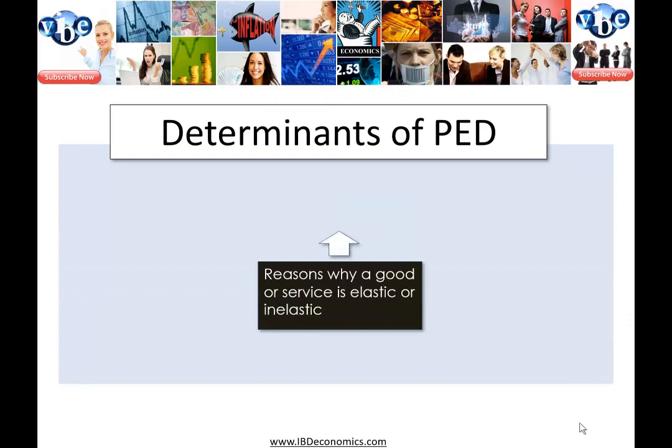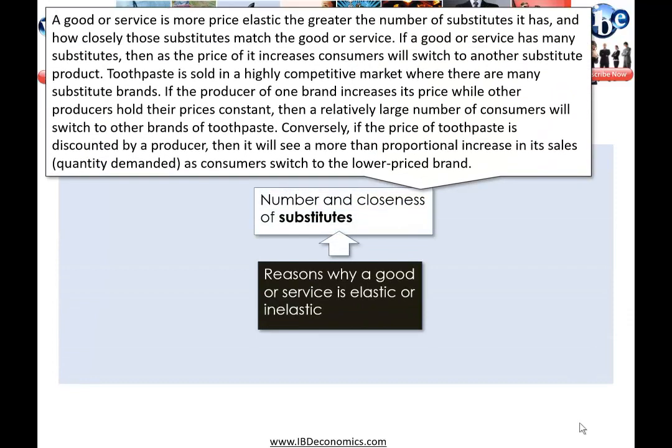What determines price elasticity of demand? We have the number and closeness of substitutes. The more substitutes out there, the greater the likelihood of consumers switching to another product in the face of a price increase. So for example here, toothpaste is sold in a highly competitive market where there are many substitute brands. If the producer of one brand increases its price while other producers hold their prices constant, then a large number of consumers are going to switch to other brands.